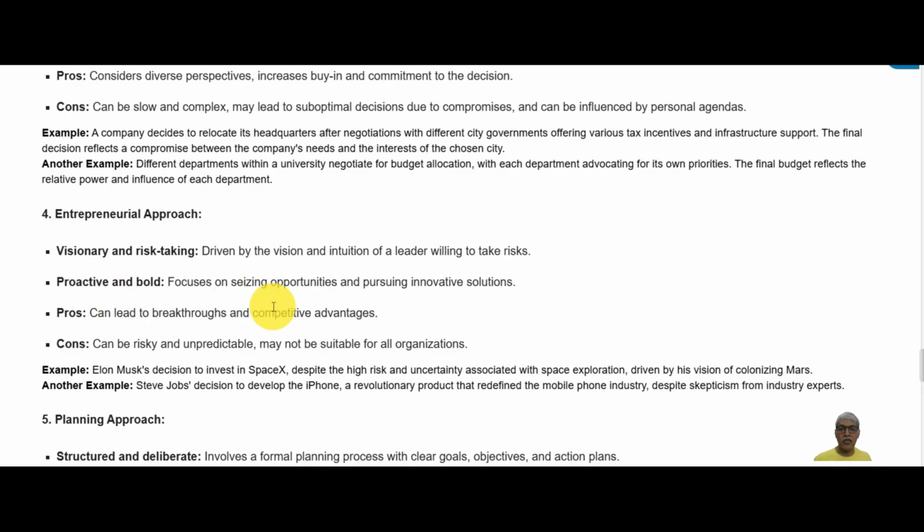They focus on seizing the opportunity, catching the opportunities and pursuing innovative solutions. So the advantages are that sometimes it can lead to breakthroughs and there will be a lot of competitive advantages because they are the first in the market. But there can also be defects, there can also be cons. Sometimes it might be risky, sometimes it might be unpredictable, and sometimes it may not be suitable for all organizations.